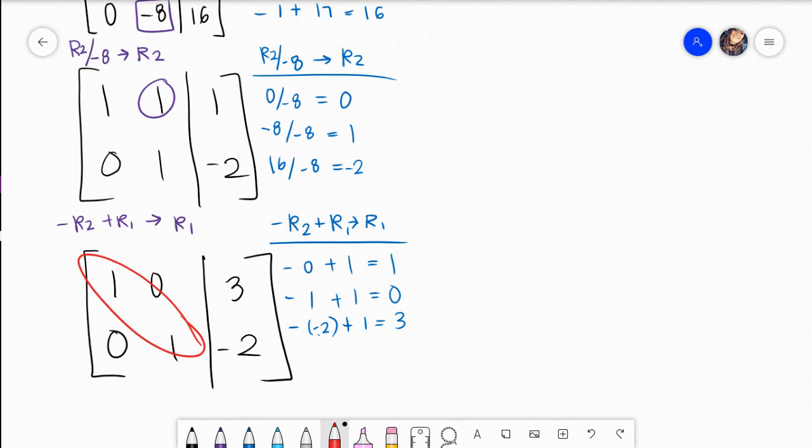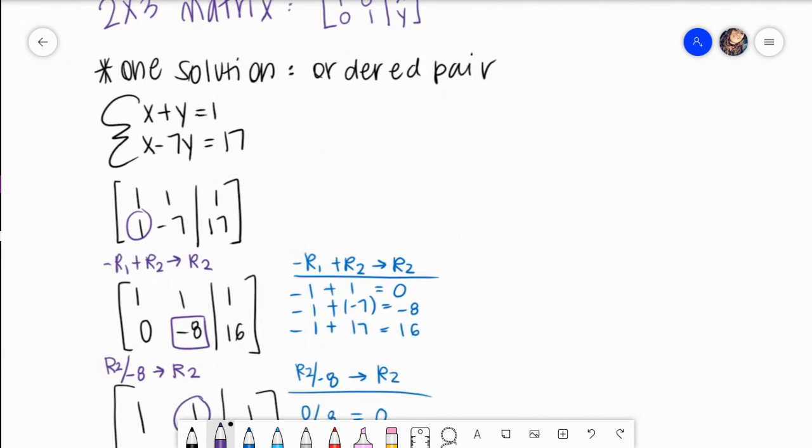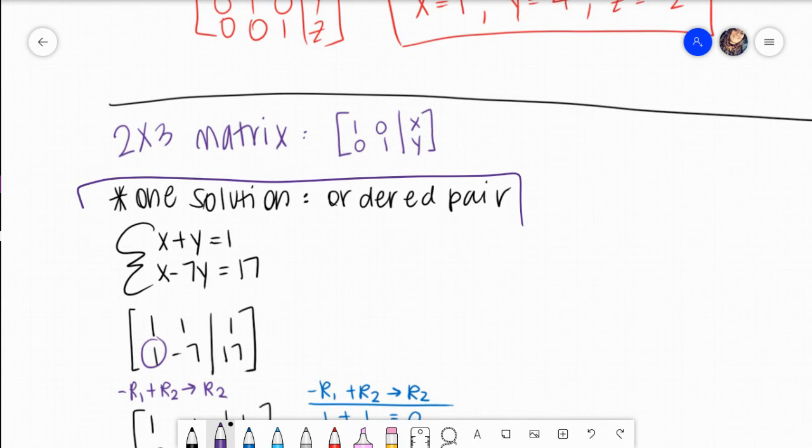Notice here that my 1s are in my diagonal, which means those are my x and y values. So what I have here is that my x equals 3 and my y equals -2. I can write this as an ordered pair, and that means that I have one solution to this matrix, okay?